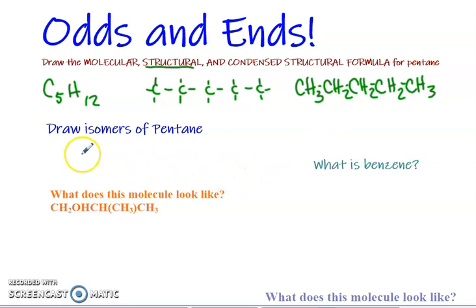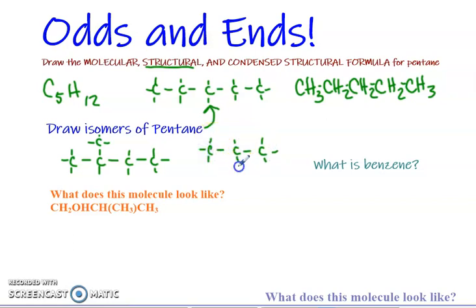Okay. Drawing isomers of pentane. Well, there's one of them. That's one isomer of pentane. And then you could also do 1, 2, 3, 4. Now you need to put some branches on it. These are isomers of pentane. So there's one, and then another one. 1, 2, 3. Okay, and then put two more branches on. Pretty cool. Okay, so those are three isomers of pentane.